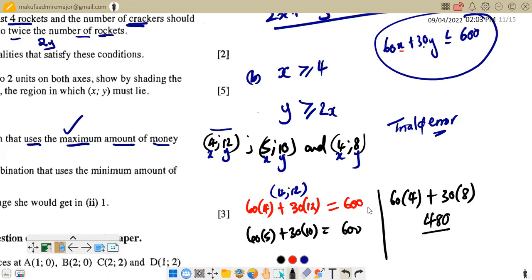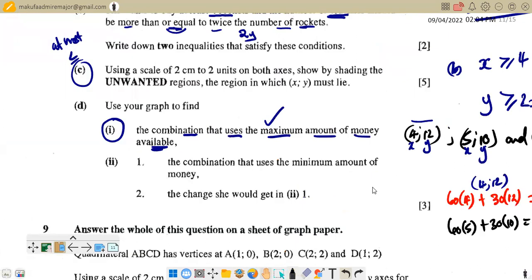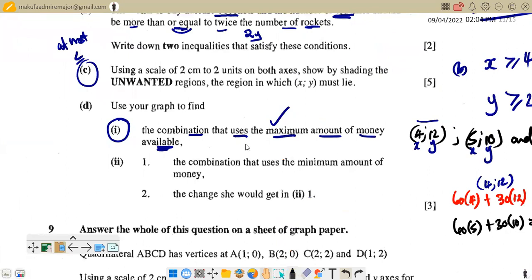So these two combinations are the ones which give us the maximum amount, because we need where 600 cents was used, which is $6. So that is the combination that uses the maximum amount. In this case, we've got two answers which give us the maximum amount of money used: 4, 12, the first combination that we substituted, and this one of 5, 10, when x was 5 and y was 10.